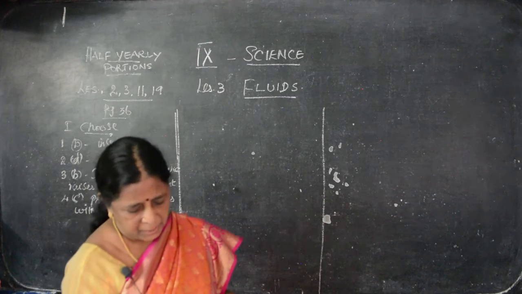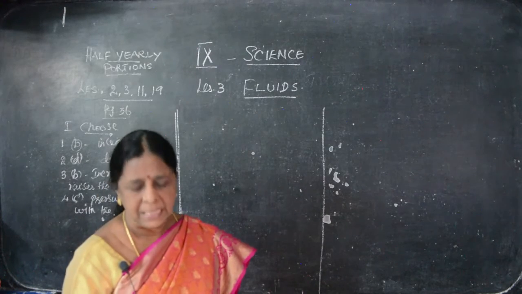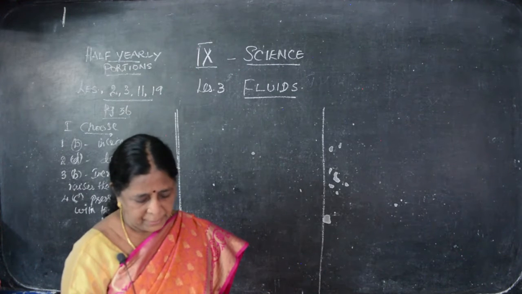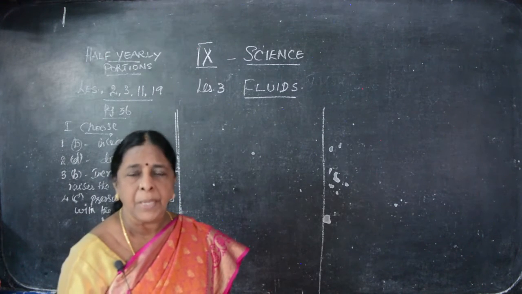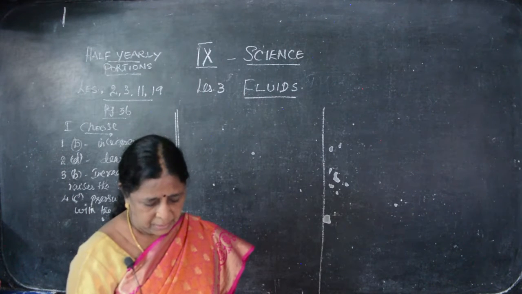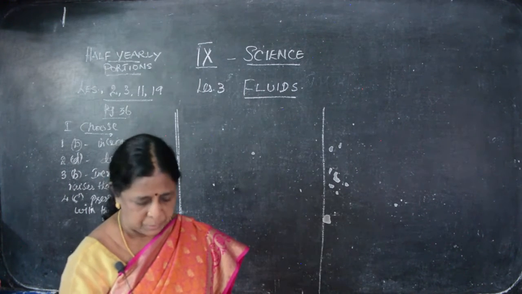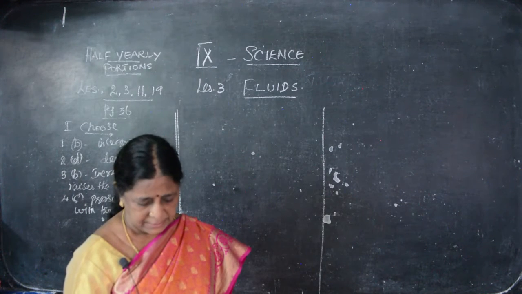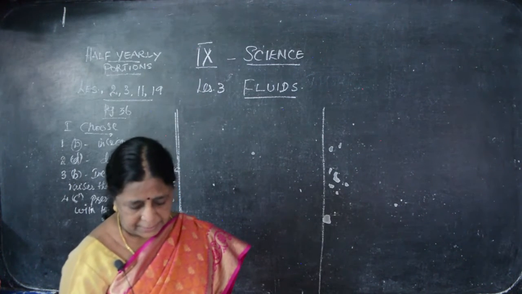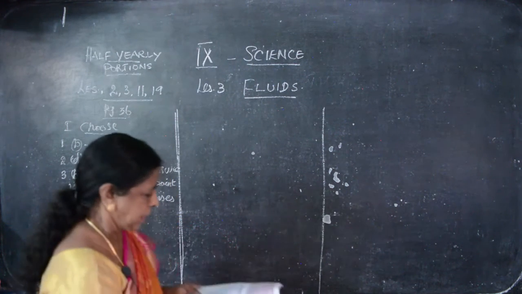The weight of the body immersed in a liquid appears to be less. Less. Second one, the instrument used to measure atmospheric pressure is barometer. Barometer. Third one, I'll write the answers on the board. The magnitude of buoyant force acting on an object immersed in a liquid depends on the density of the liquid. Density. Fourth one, a drinking straw works on the existence of atmospheric pressure. Okay?